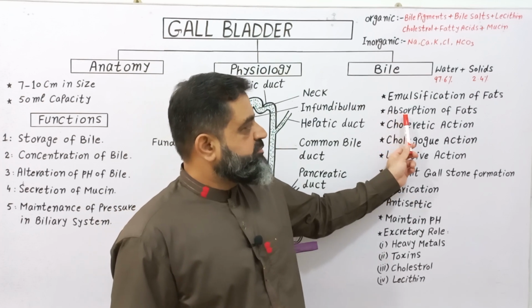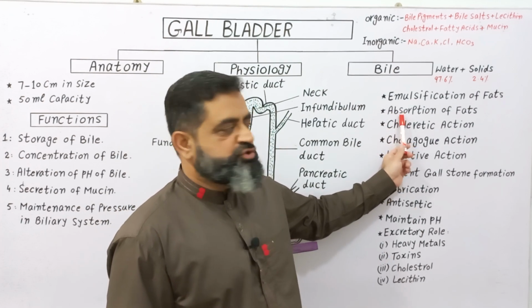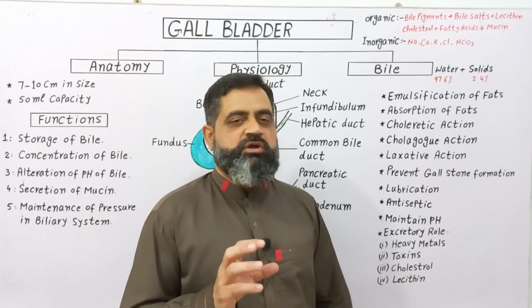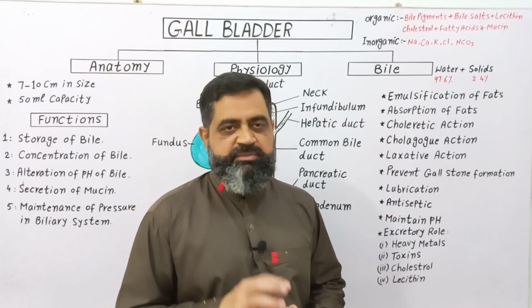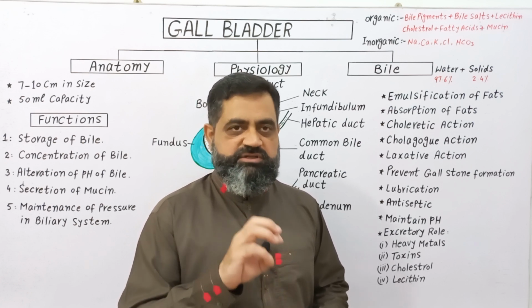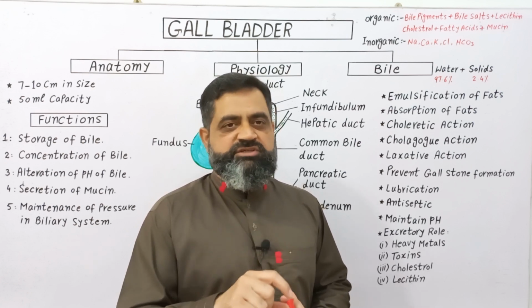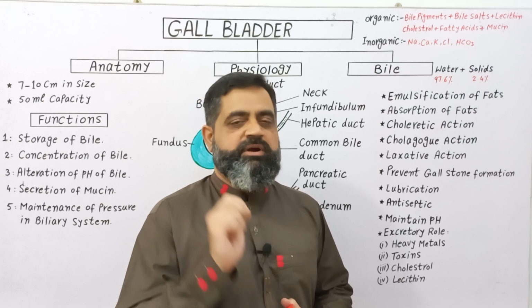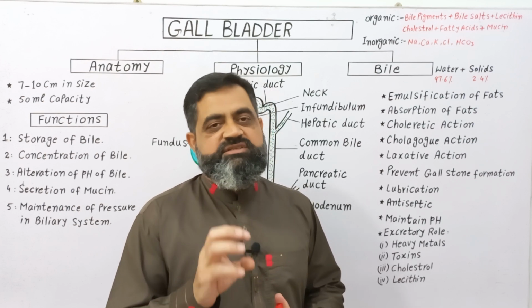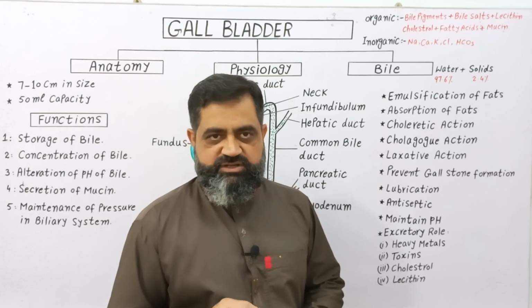After the digestion of fat, absorption of fats is also done by the bile salts. Bile salts help in the emulsification. Emulsification helps the digestion of fats. Then it is converted into smaller particles known as micelles, which are then absorbed by the small intestine in the villi.